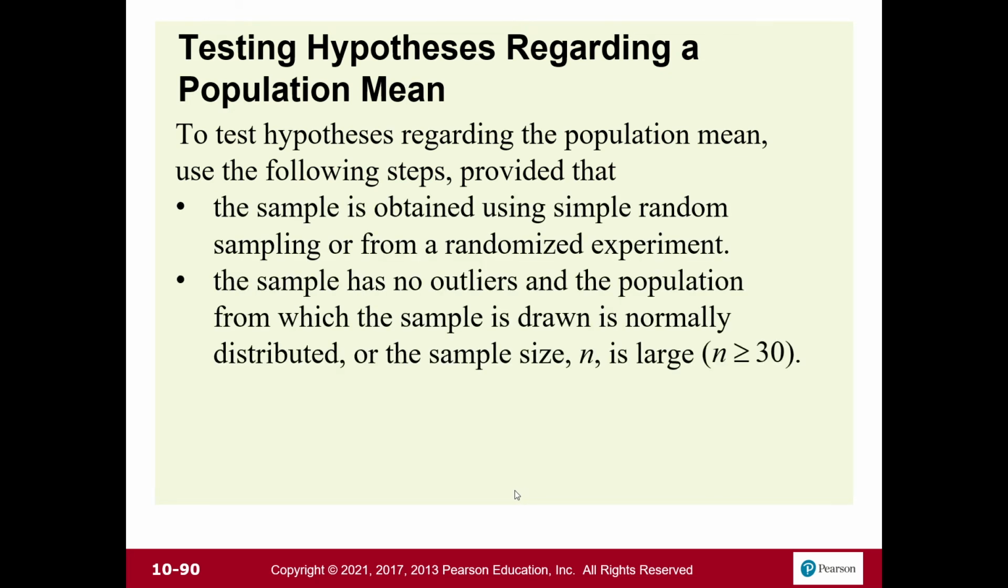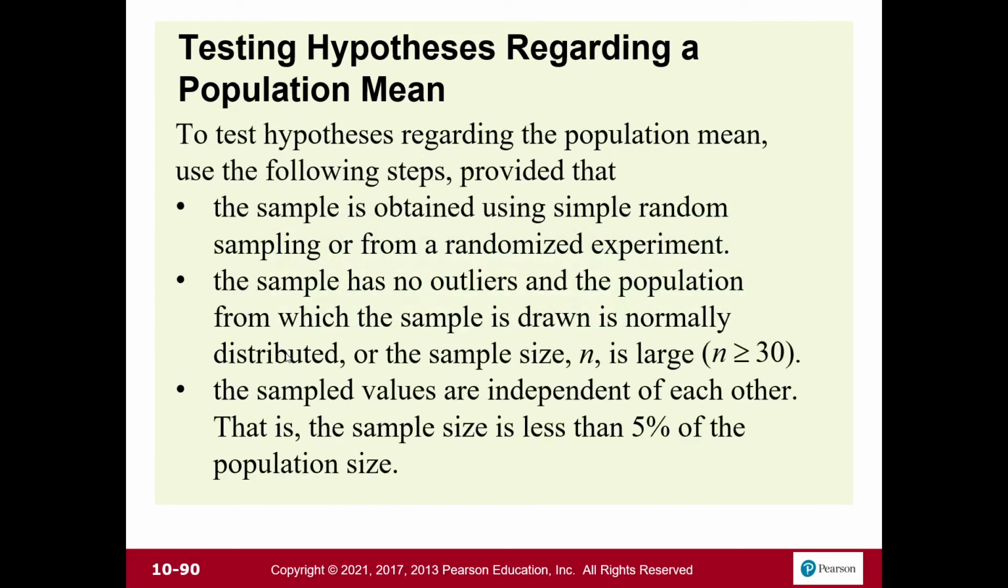Here it is. There are a few bullets. So, testing regarding the population mean: the sample is obtained from a simple random sample or from a randomized experiment. The sample has no outliers, and the population from which the sample is drawn is normally distributed, or the sample size n is large. The sample values are independent of each other, and the sample size is less than 5% of the population size.